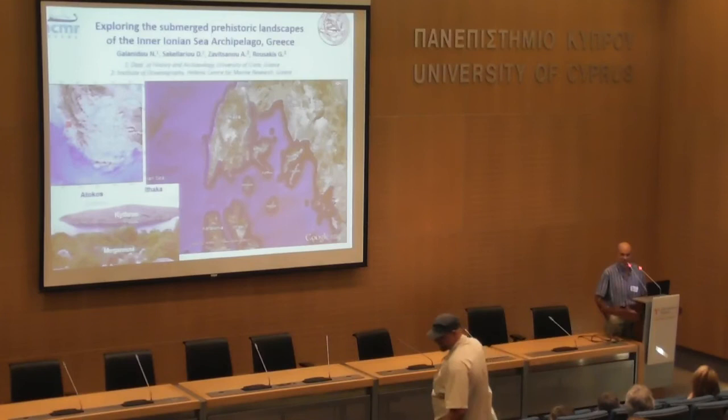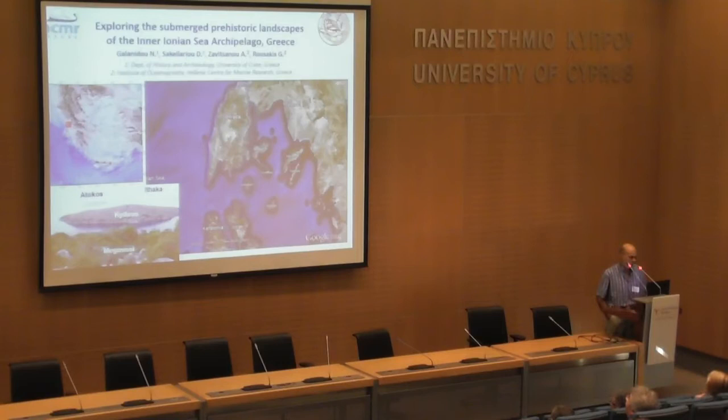Well, these are results from a collaborative work between the University of Crete and the Hellenic Centre for Marine Research, and the aim was to understand prehistory and prehistoric submerged landscapes in the Ionian Sea. So we are back again from the Western Mediterranean to the Eastern one. The particular study area is the inner Ionian Sea archipelago. It's a group of 20-25 small and bigger islands and islets off the western coast of mainland central Greece.